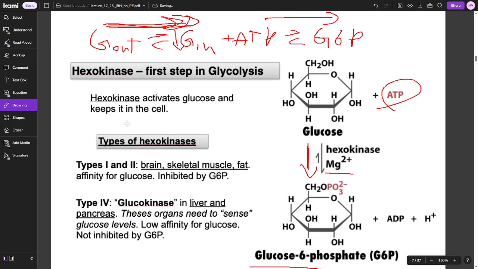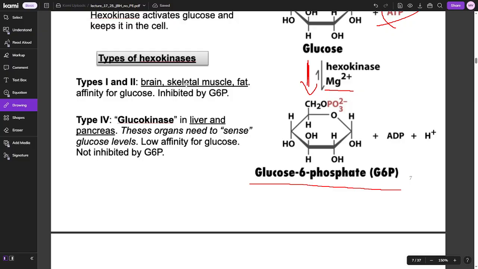So it activates glucose and keeps it in the cell. Once it's glucose 6-phosphate, it doesn't really leave. There are other types of hexokinase, type 1 and type 2, and they're all inhibited by G6P. But glucokinase, the liver one, type 4, has low affinity for glucose and is not inhibited by G6P.